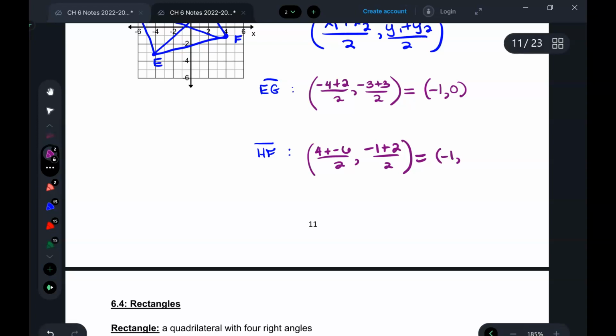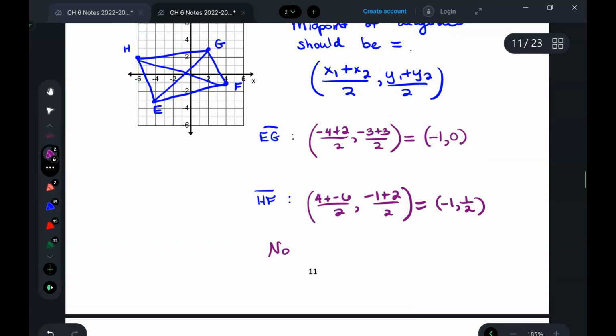But what do we get for the second coordinate? -1 plus 2 gives us 1, so we have 1 over 2, which is just the same thing as a half. Do we get the same ordered pair? No. So not a parallelogram. E, F, G, H is not.